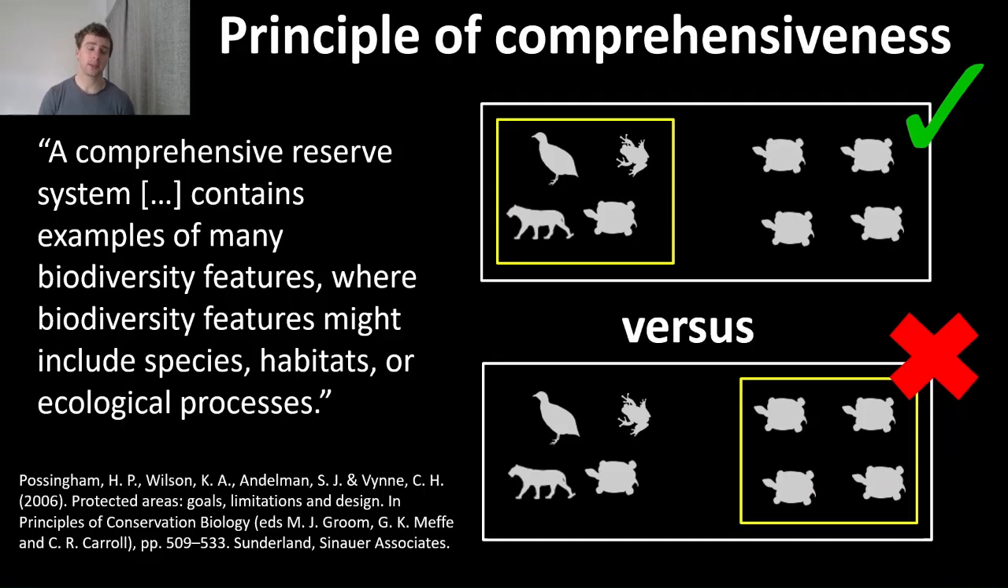Now, these species don't necessarily have to be located all in the same reserve. For example, we could have 2 different reserves in the top example that each capture 2 species, so you get 4 species in total still. But the idea is overall, you would be getting more species there.